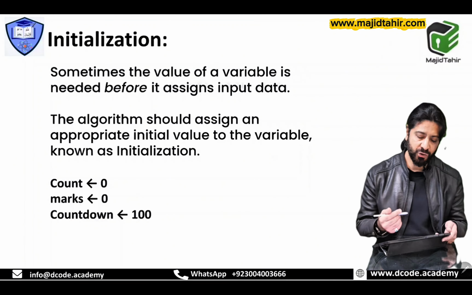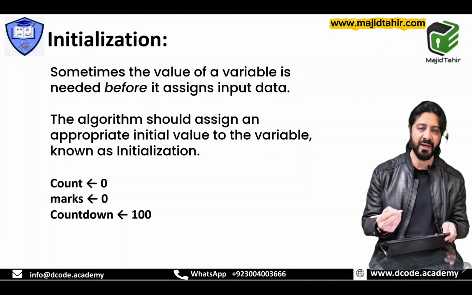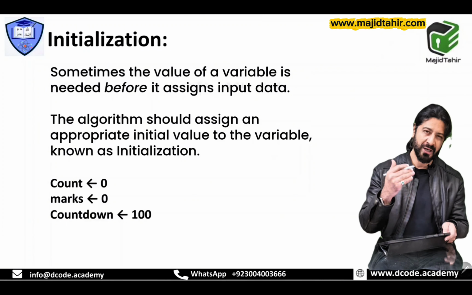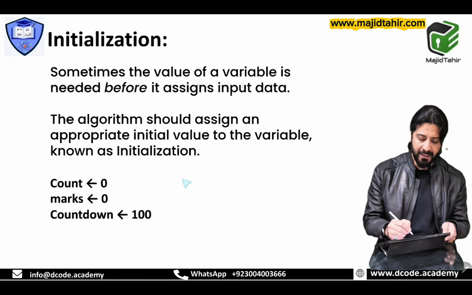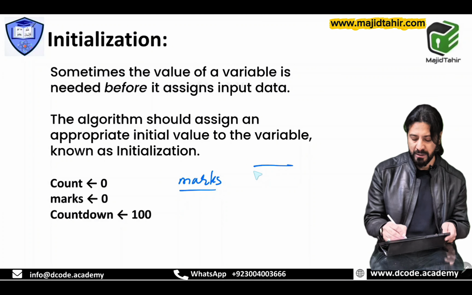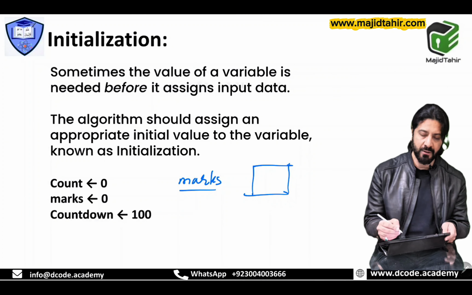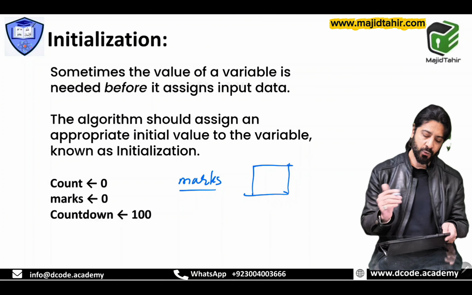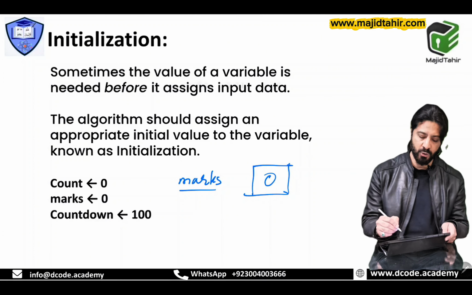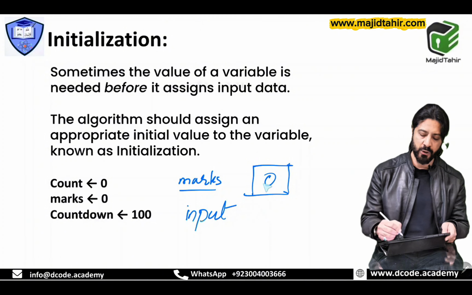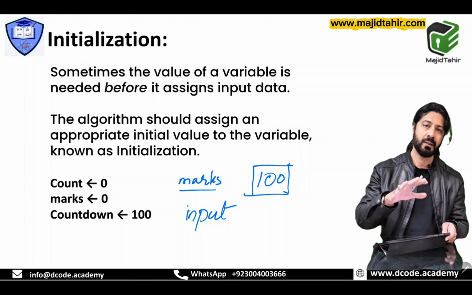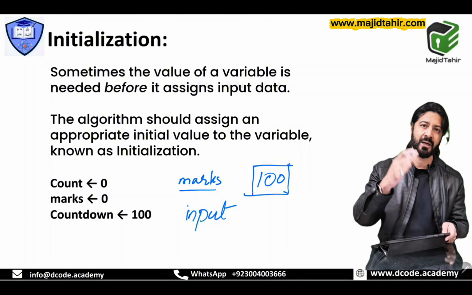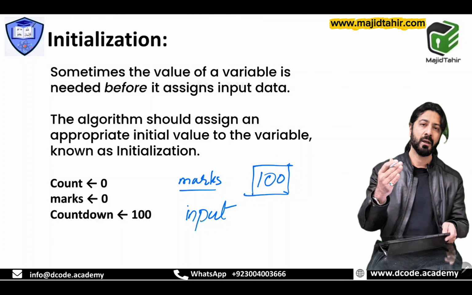Then we have initialization. Initialization is when you create a variable, you initialize that variable with some initial value. Let's suppose you made a variable of marks. Now this variable is kind of a box that doesn't have anything in it. You initialize this with a very initial value of 0. Then the user is going to input his marks. The user can input 100 in it. The value will change then. First it was initialized with 0, then it was changed to 100.